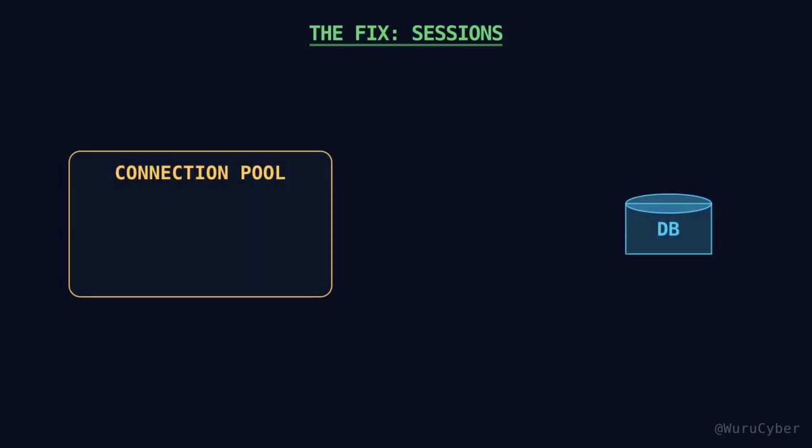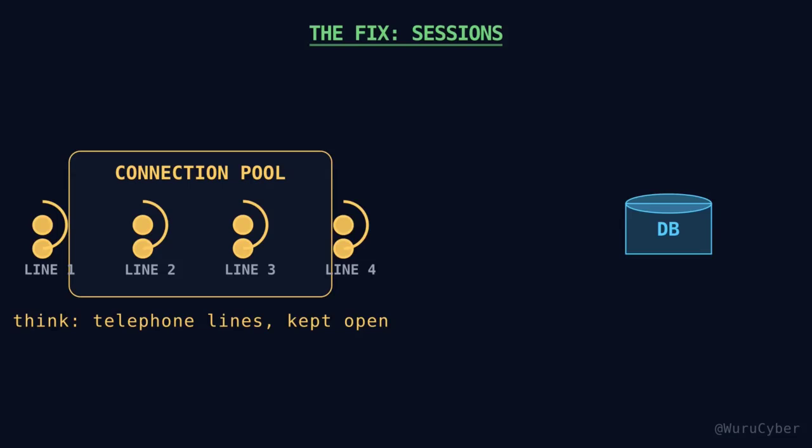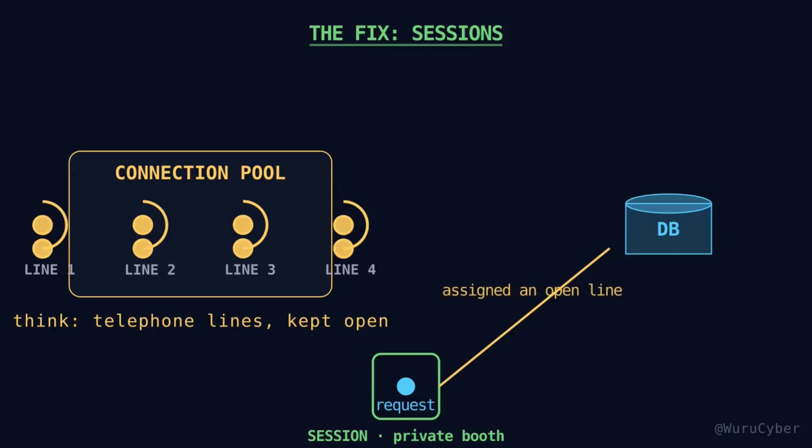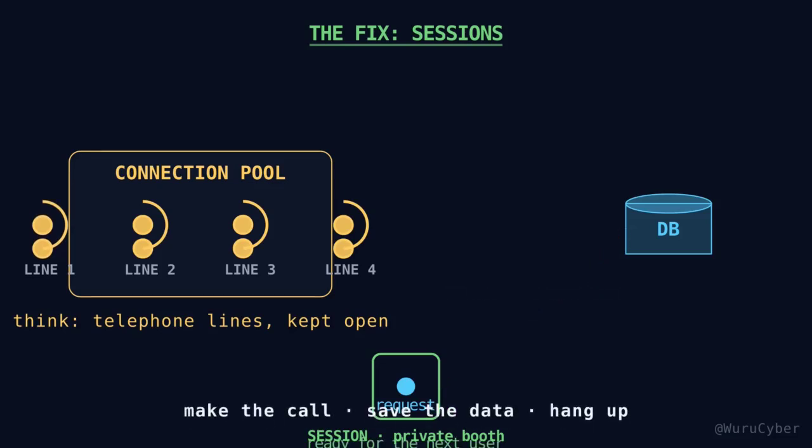To fix this, we use the session model. Well, most database systems have something called a connection pool. A connection pool is basically already connected database connections. And let's imagine that this already connected database is a telephone line. So we keep physical telephone lines open in the background permanently. Every endpoint request gets its own temporary session, a private booth, and the moment it needs to talk to the database, that booth is assigned to an open line. Make the call, save the data, hang up, and the line goes straight back, ready for the next user.